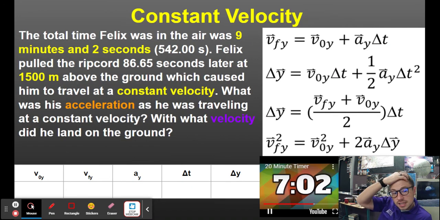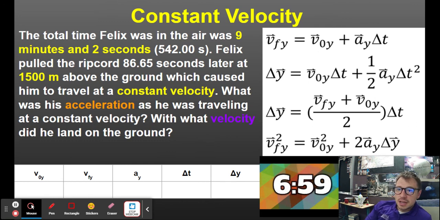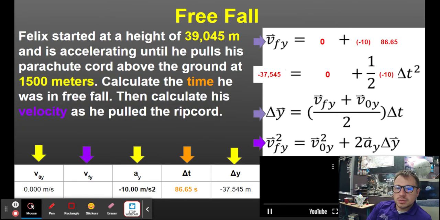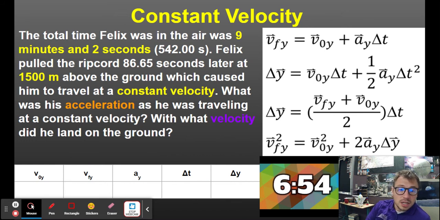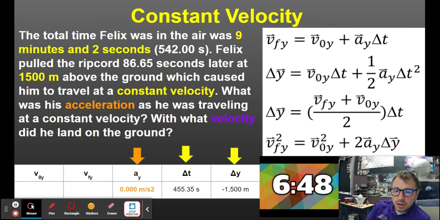Now, let's look at the next part. He's traveling at a constant velocity. The total time Felix was in the air was 9 minutes and 2 seconds, 542 seconds. Felix pulled the ripcord at 86.65 seconds, which we just calculated in the free fall part, at 1,500 meters above the ground, which caused him to travel at a constant velocity. What was the acceleration while traveling at a constant velocity? Well, the acceleration is zero if you're traveling at a constant velocity. And what velocity did he land on the ground with? We know the acceleration is zero. We know the time interval. We can do a little bit of math. It's 542 minus 86.65, and we know he's traveling down 1,500 meters.